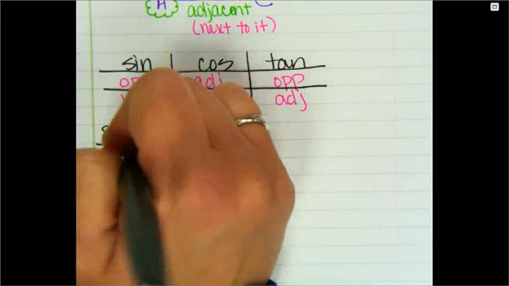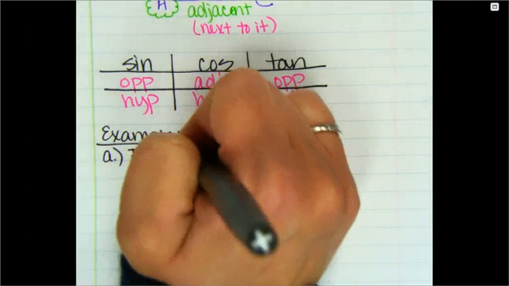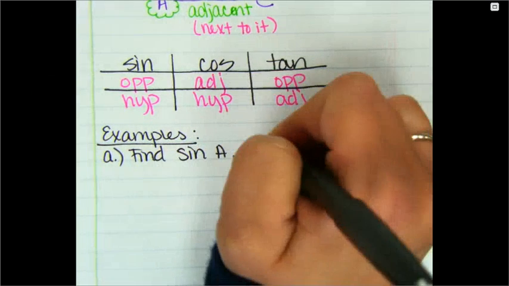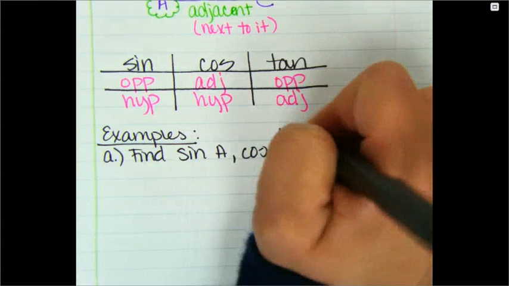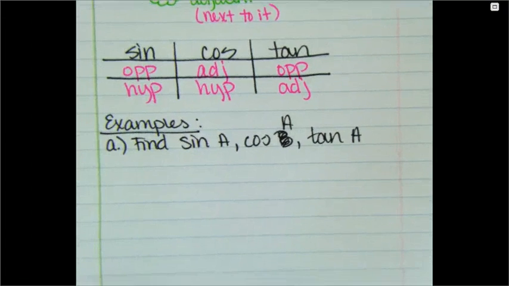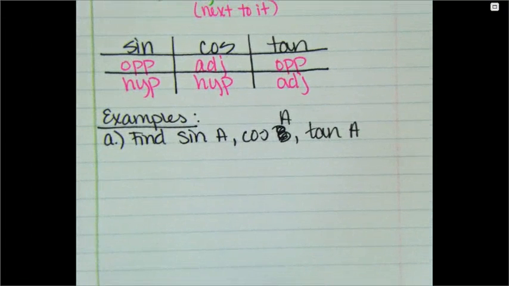Examples. Where you're going to find sine of angle A, cosine of angle A, and tangent of angle A. So we're still going to find sine of angle A, cosine of angle A, and tangent of angle A.